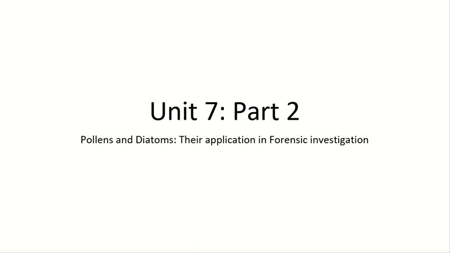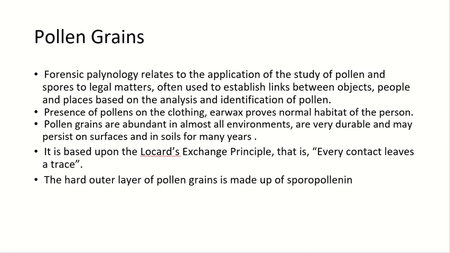Hello everyone, this is part 2 of Unit 7 UGC NET JRF Forensic Science, in which we will discuss pollens and diatoms. The study of pollen grains is known as forensic palynology, and the presence of pollens on clothing and earwax proves the normal or natural habitat of the person. So, we can find out where the person belongs using the pollen grains.